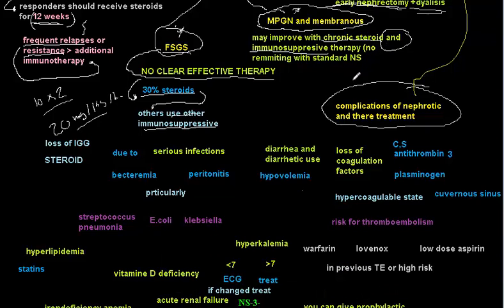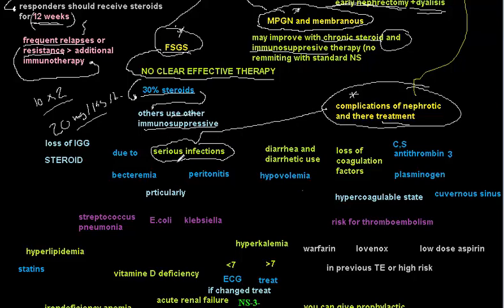Alright, so this is the end of the story of nephrotic syndrome. In this video I'm going to talk about the complications of nephrotic syndrome and the treatment of these complications. The first and most important complication of nephrotic syndrome is the presence of serious infections.